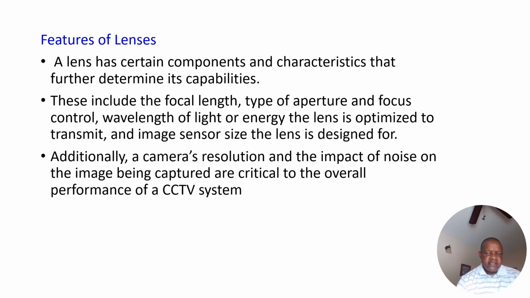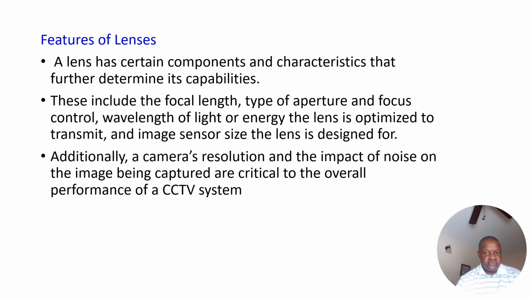Features of lenses. That is something also that we need to touch on. A lens has certain components and characteristics that further determine its capabilities. These include the focal length, type of aperture, the focus control, the wavelength of light or energy the lens is optimized to transmit, and the image sensor size the lens is designed for. Additionally, a camera's resolution and the impact of noise on the image being captured are critical to the overall performance of a CCTV system.